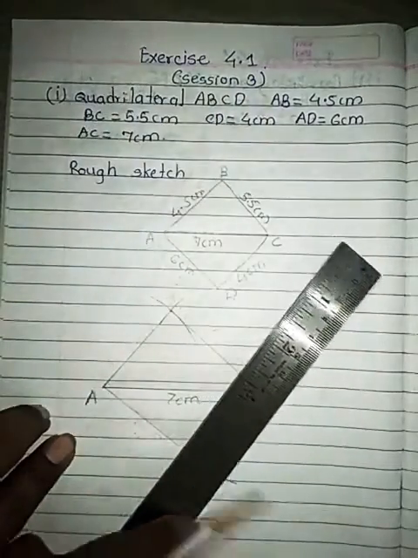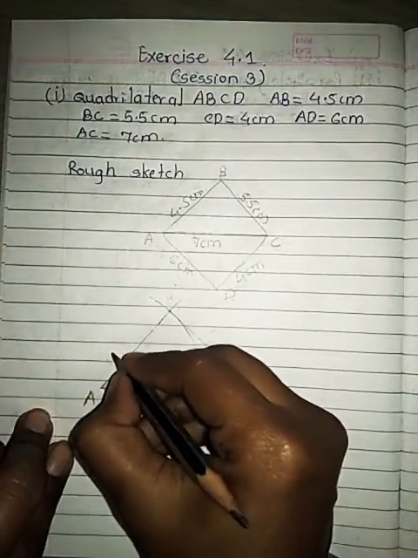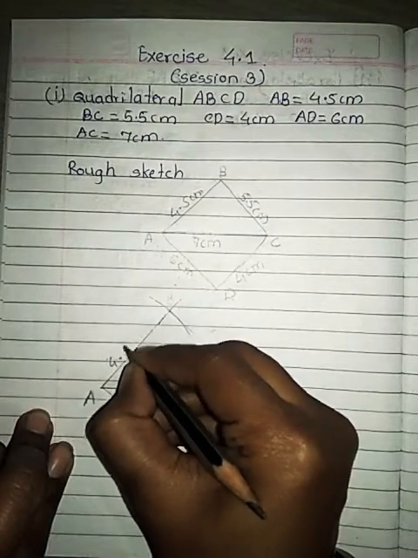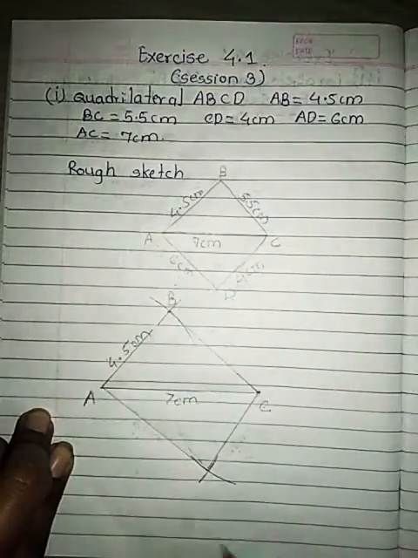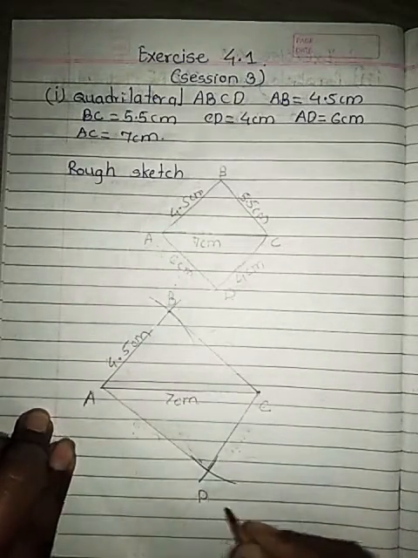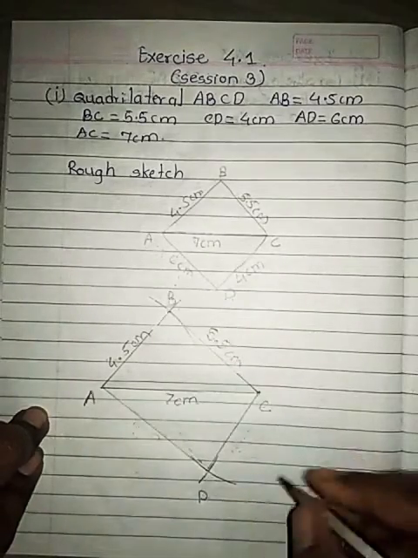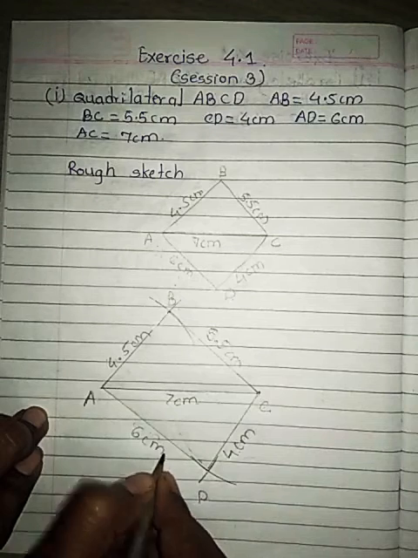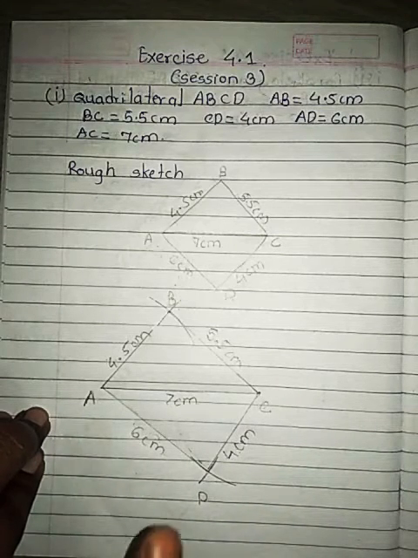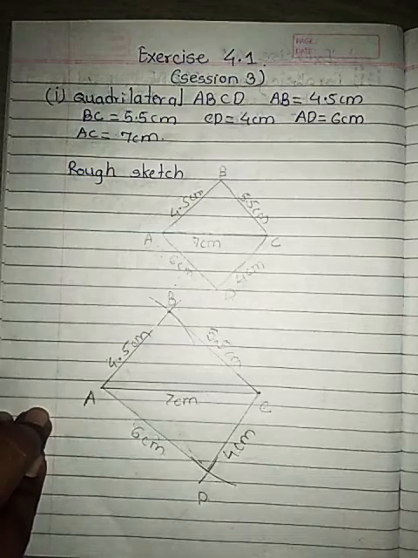And each and every time, students, you have to write the measurements here. 4.5 centimeter, this point will be B, this point will be D, 5.5 centimeter, 4 centimeter and 6 centimeter. Here the first question is over. Then you have to go for the second one.